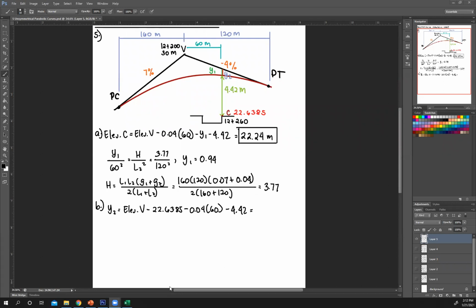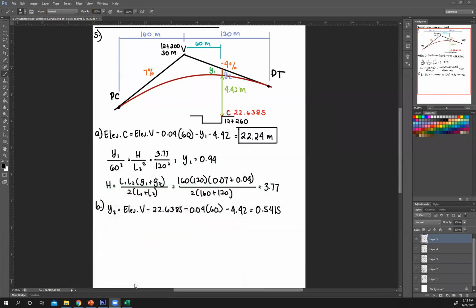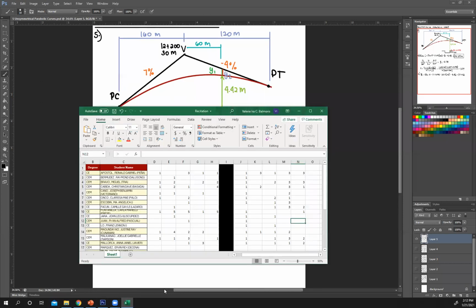Correct, Joely. 0.54. Or this is the whole one, so that you don't have to store it. So 0.5415. So Joely and Clarissa got it correct.